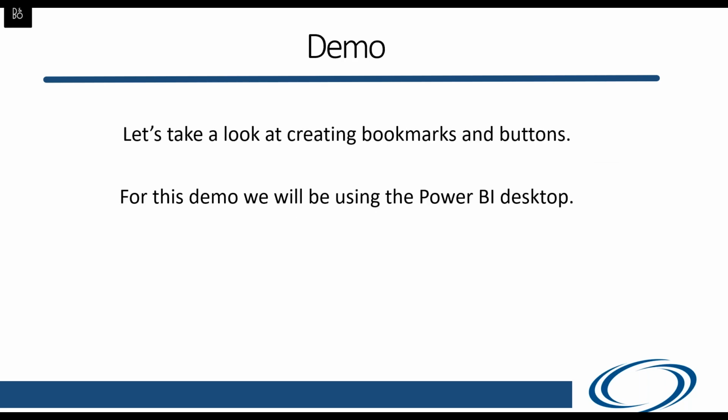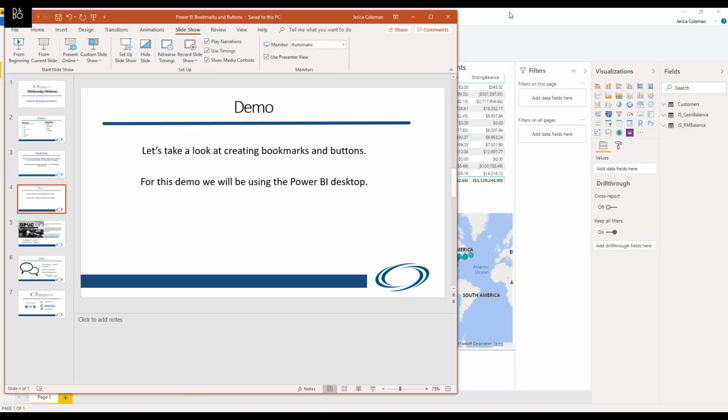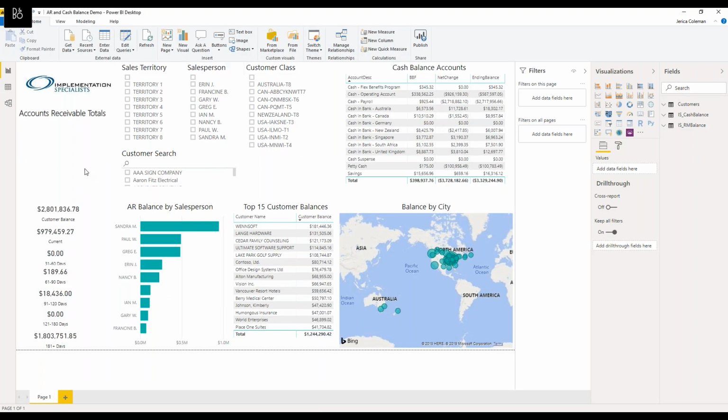So let's get right into the demo where we'll take a look at creating some bookmarks and buttons, and we will be using the Power BI desktop for this. So the first one we're going to look at here, I just have a page with accounts receivables and cash balance accounts. And we're going to go ahead and add a bookmark and a button showing how you can navigate within this same page.